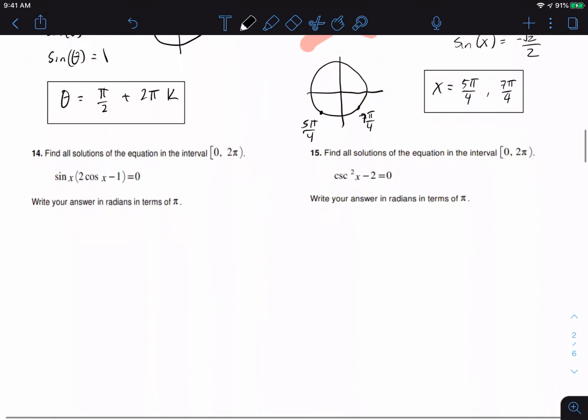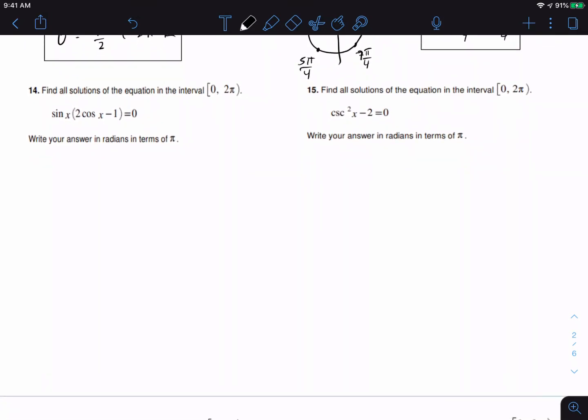All right, so here's 14, and again, we went back to some restrictions, and we have 2 factors, right? So all right, we have sine of x is equal to 0, and 2 cosine of x minus 1 is equal to 0. Well, where is sine of x equal to 0? Well, if I look at the unit circle, I know it's going to happen here and here. So my x in this case is going to be 0 or pi.